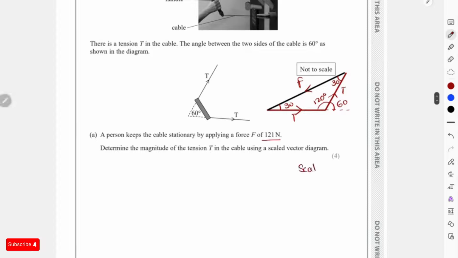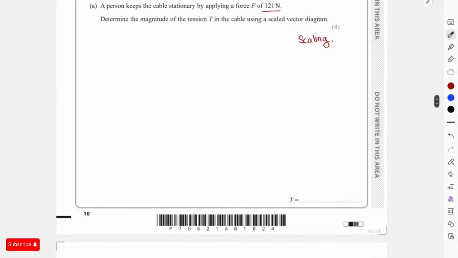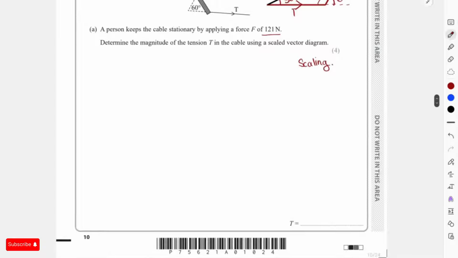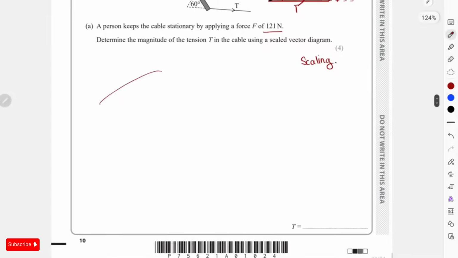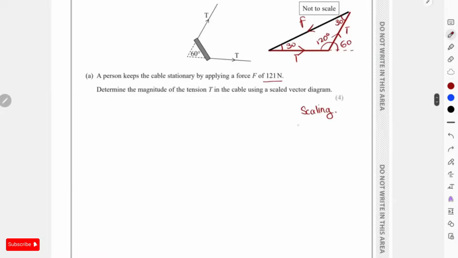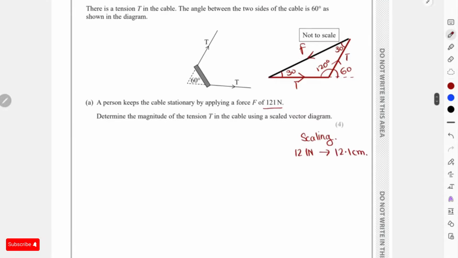The scaling will be that I divide every line by 10, so now I have 12.1 centimeters. I do not know how much space this is in your copy, but I'm assuming it's quite okay to draw 12.1 centimeters in this space. I'll write that 121 Newton will represent 12.1 centimeters. And now from this 12.1 centimeters, I'll do the rough work for the length of tension that you're supposed to draw over here.